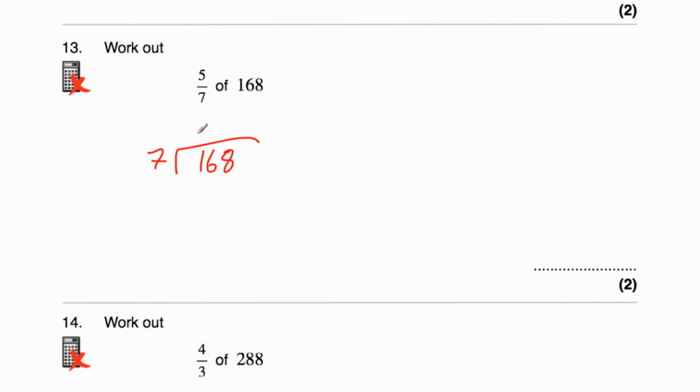So 7 into 1, that doesn't go, so that's 0, remainder 1. How many 7s go into 16? Well, 7, 14, that'll be 2 7s, remainder 2. And how many 7s go into 28? That's 4. So a 7th of 168 is 24.